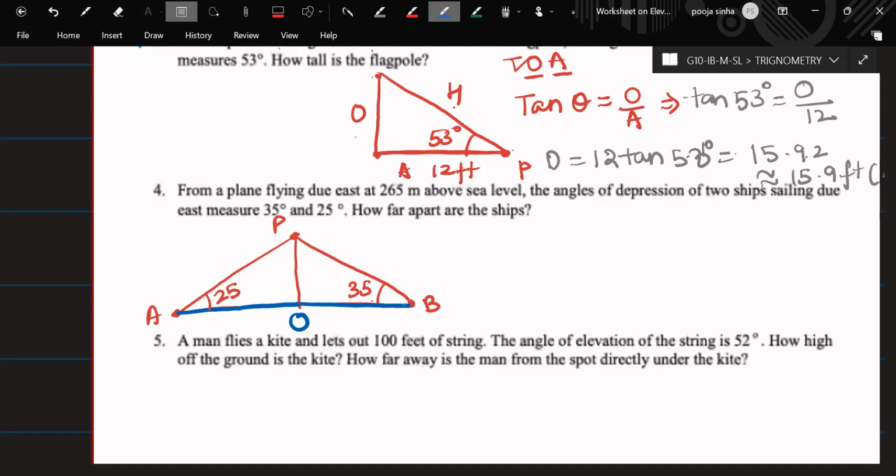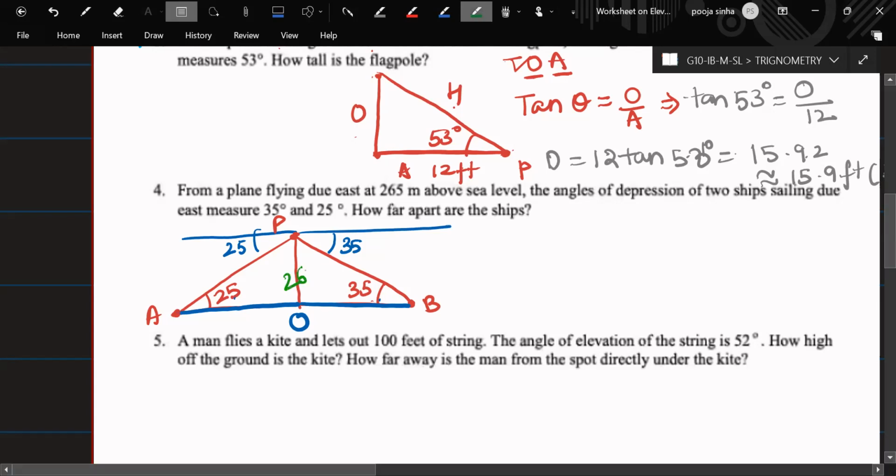Miss, isn't this an angle of depression, and elevation for the plane? Yes, all right, good point. So angle of depression, if this is 35 degrees, then this becomes 35 degrees. And this side it is 25 degrees. So this one becomes 20 by law of parallel lines. Okay, miss, so I need to make it as one big triangle. Yes, one big, because it's from the same plane. And the height of the plane is how much? It's 265 meters above sea level.